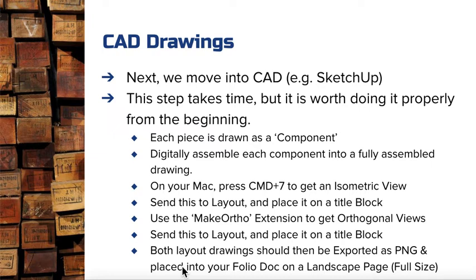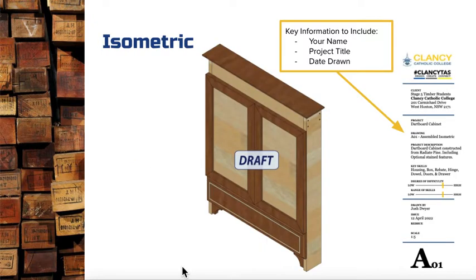Once you've got your model created in the virtual world in CAD, for us SketchUp, press Command 7. That'll send you into an isometric view. Now, isometric views look like this, what we would call a three-dimensional view. They show us the top, the front, and the right side. I'd get this view and I'd send it into Layout. I would pick a title block template and make sure it has 3 key bits of information: my name, or your name, the person who drew the project, the title of the project, and the date that you drew it.